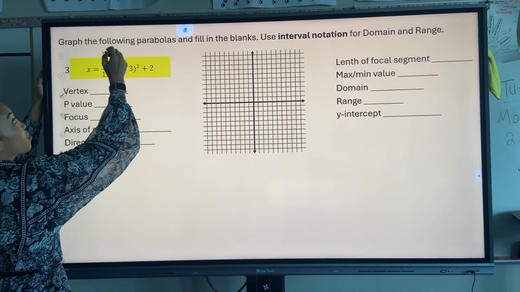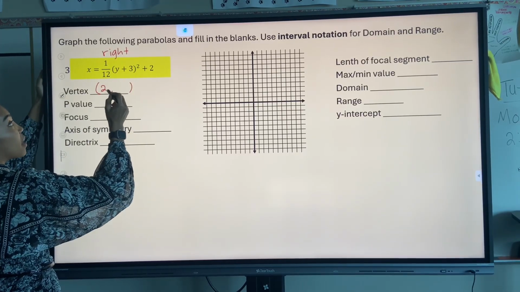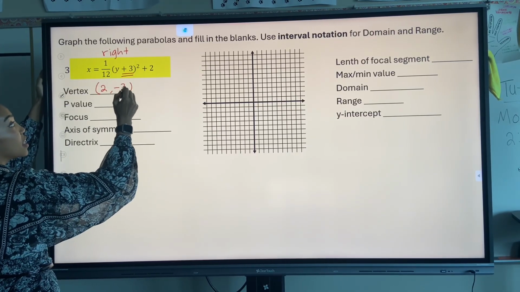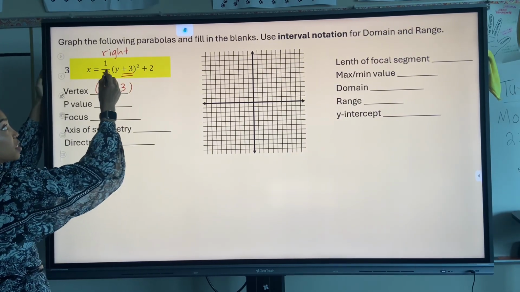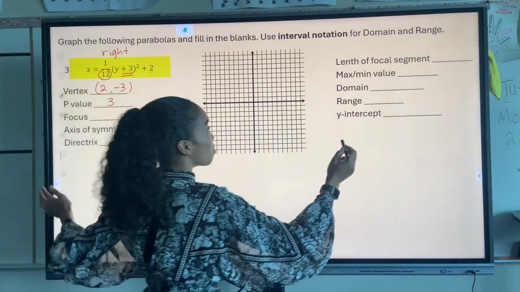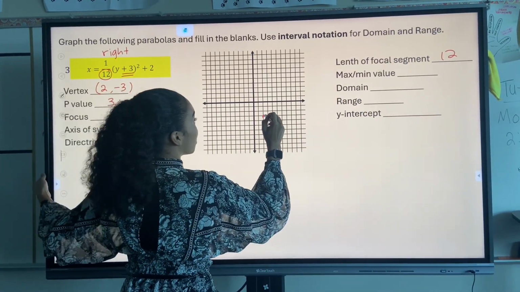This is facing to the right because it's an x equals. Your vertex, the 2 is the x value. This right here, you do the opposite, negative 3. Your p-value is 3 because 4 times 3 gives you this 12. This 12 is the length of the focal segment. So your vertex is at 2, negative 3.